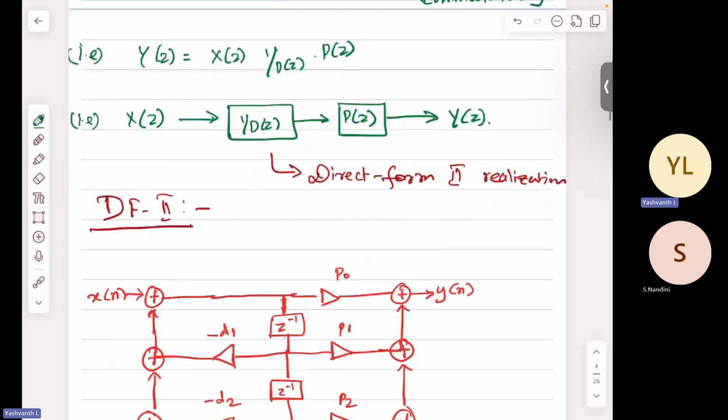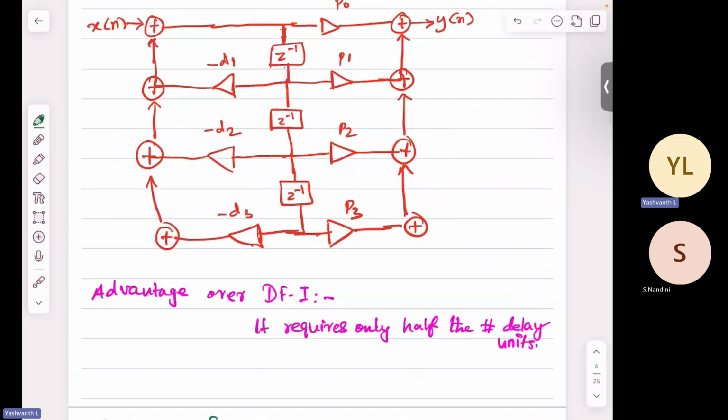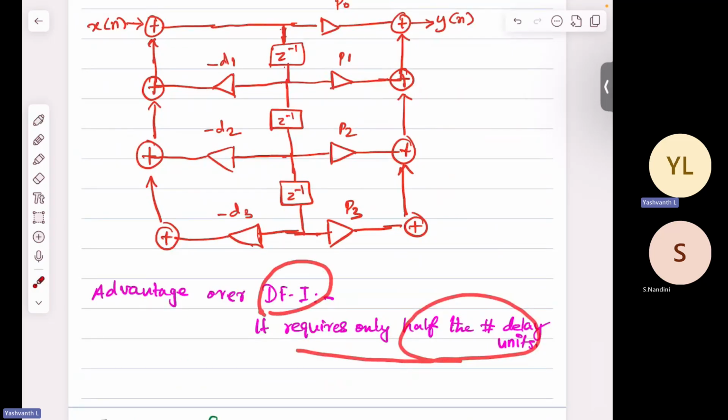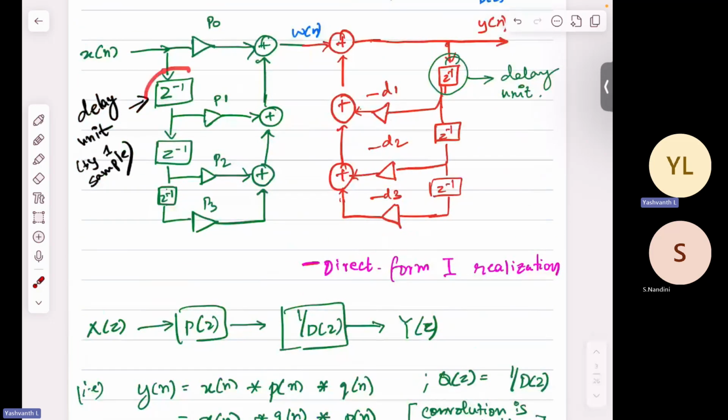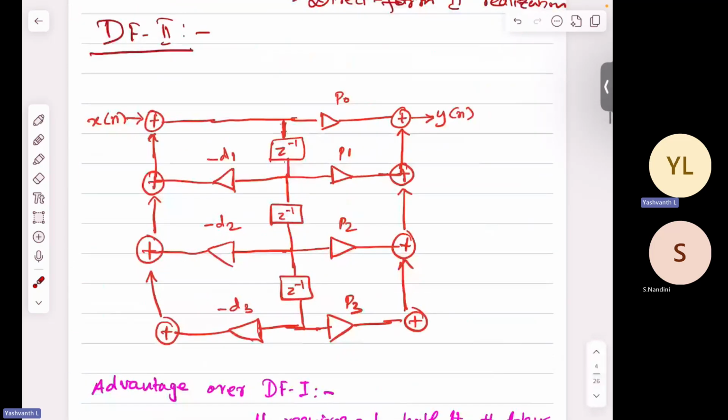Okay, so what we are saying here is that direct form 2 requires only half the number of delay units compared to direct form 1. For example, look at this very simple example. Here you needed 1, 2, 3, 4, 5, 6. You needed 6 delay units. Whereas if you look at this direct form 2 realization, it's only 1, 2, 3. You require only 3 delay units. So exactly half of what you need for direct form 1 is what you need for direct form 2. Therefore, direct form 2 is a much more efficient way to implement your IIR filter.